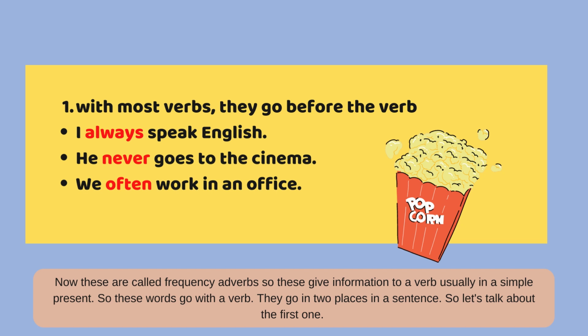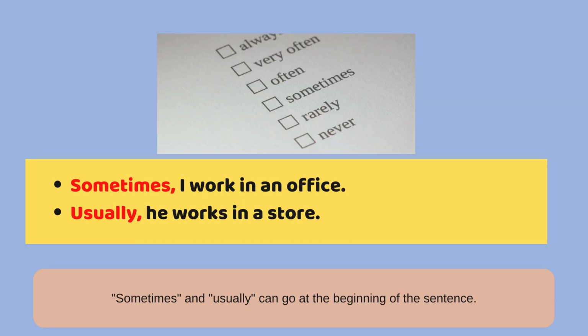So let's talk about the first one. With most verbs, they go before the verb. I always speak English. He never goes to the cinema. We often work in an office. Sometimes and usually can go at the beginning of the sentence. Sometimes I work in an office. Usually he works in a store.